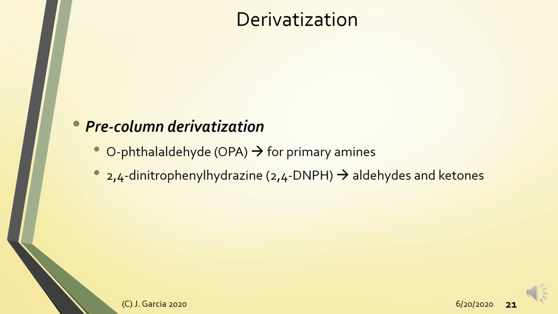Number one is to modify or improve to your liking the migration rate of the analyte, and at the same time improve its detector response, by adding functional groups appropriate for the detector being used. For example, common derivatization agents are ortho-phthalaldehyde for primary amines and 2,4-dinitrophenylhydrazine, or 2,4-DNPH, for aldehydes and ketones. In general, this adds chromophoric groups to your otherwise non-chromophore containing analyte, for detection by the UV-Vis detector.